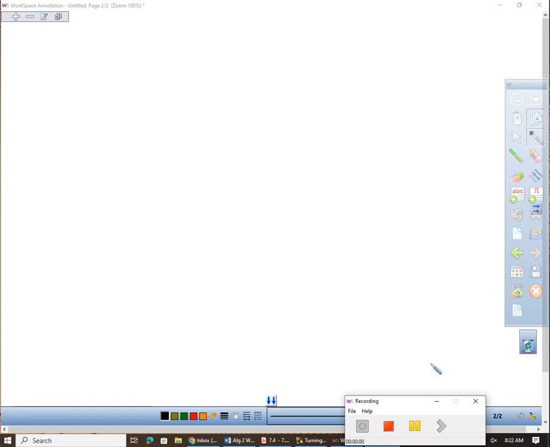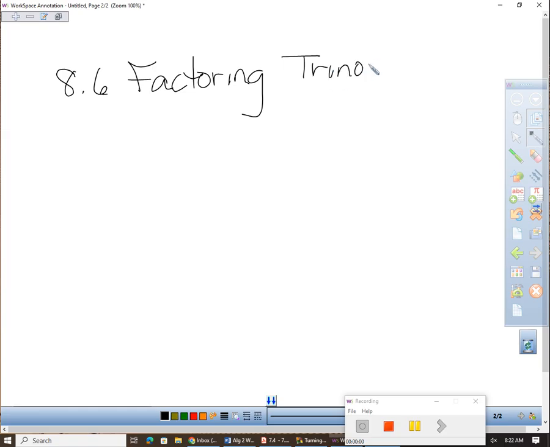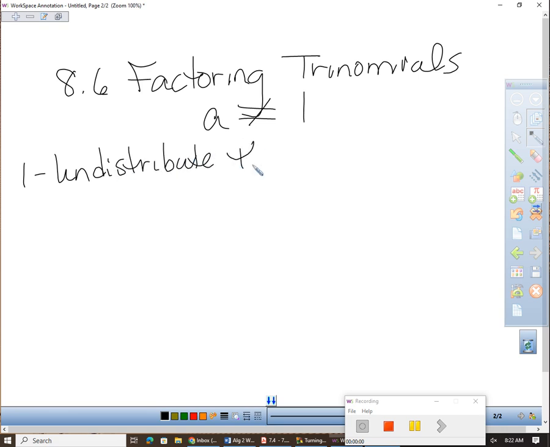On to 8.6. And we are factoring trinomials where a does not equal 1. All right, so here are our steps. Step number 1: undistribute the greatest common factor.